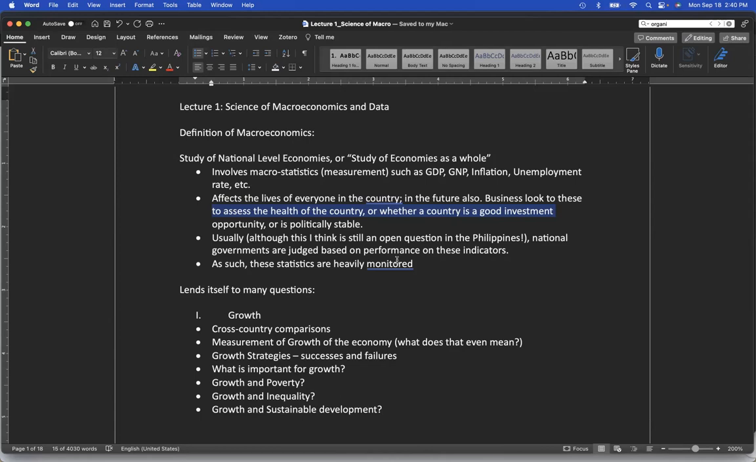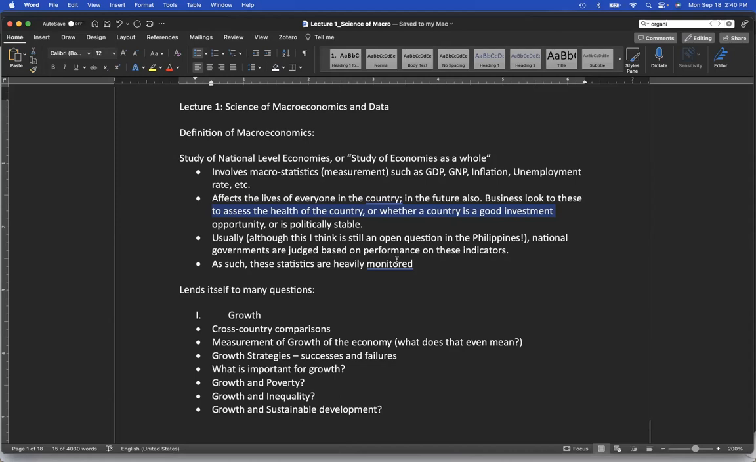As such, these statistics are heavily monitored. We have spent, by we, I mean the Philippine Statistics Authority, the Bangko Sentral, the people who are involved in macro statistics. These guys are always investing, always trying to make sure that their capacity is there, always trying to fulfill yung minimum that's required para maging consistent with UN definitions.